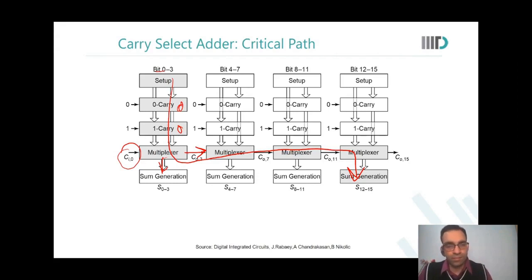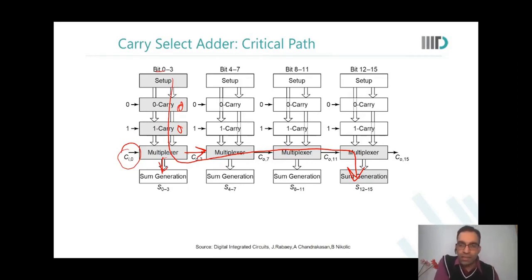So doesn't this architecture result in exponential rise in the area consumption? Yeah, area is increasing. Definitely. Instead of just one carry evaluation circuit, you're putting 2 evaluation circuits, one for carry equal to 0, one for carry equal to 1. Yes, but the delay is also reducing.